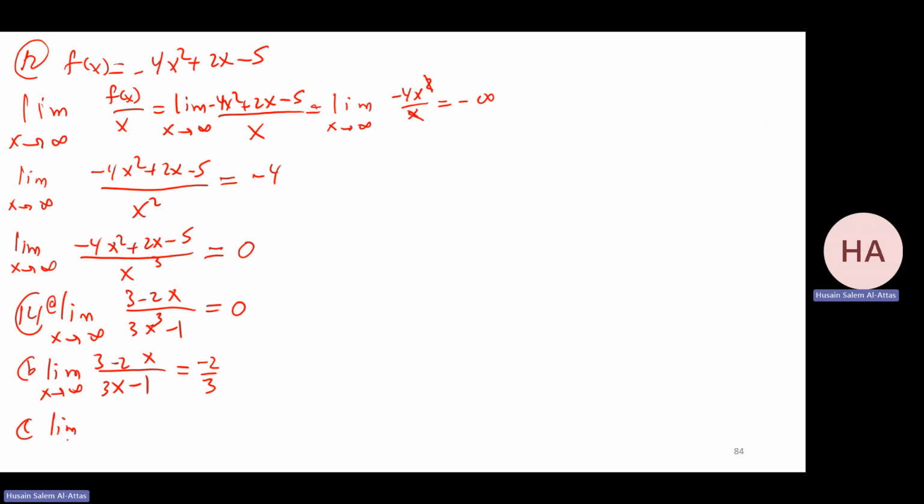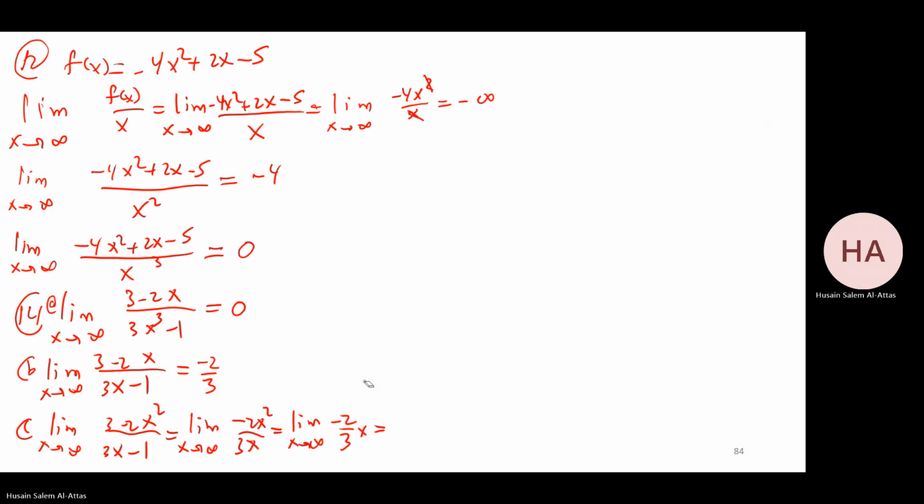C, limit as x goes to infinity, 3 minus 2x squared over 3x minus 1. This is a different degree, so I will take the leading terms, which is the limit as x goes to infinity of minus 2 over 3 times x. So it's minus 2 over 3 times x, which is minus times infinity, which is minus infinity.